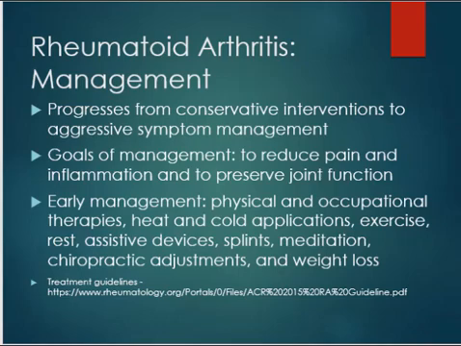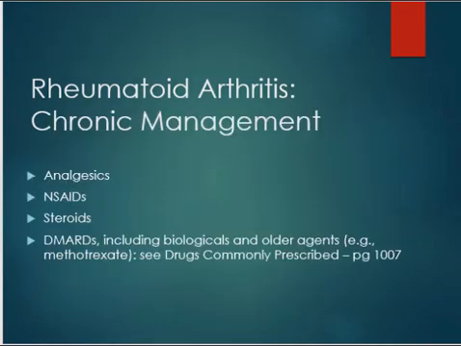This may be a repeat, but goals of management is to reduce pain, inflammation, and do what you can to preserve joint function. Early interventions are physical and occupational therapy, any modalities that will help the joints to feel better, whether that's heat or cold, exercise, rest, assistive devices, splints, chiropractic adjustments, weight loss, and meditation. Pain management, of course, is key in managing rheumatoid arthritis, as we mentioned, and there are several different classes of medicines that can be used.